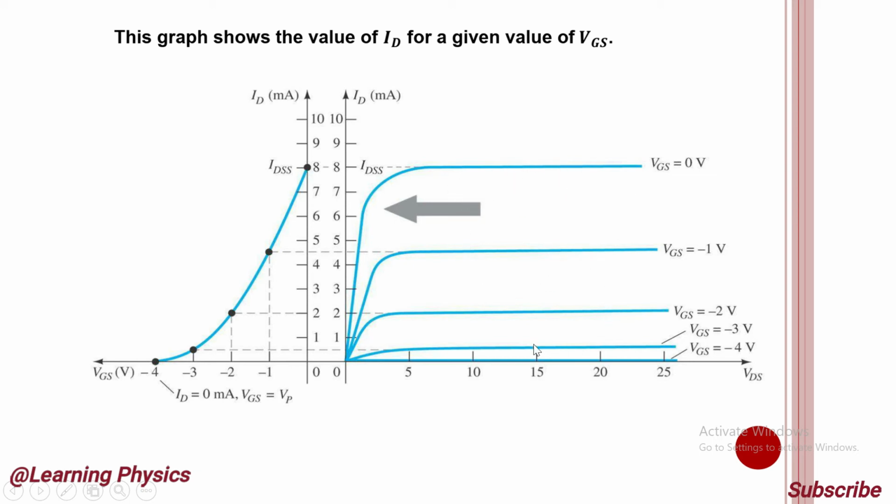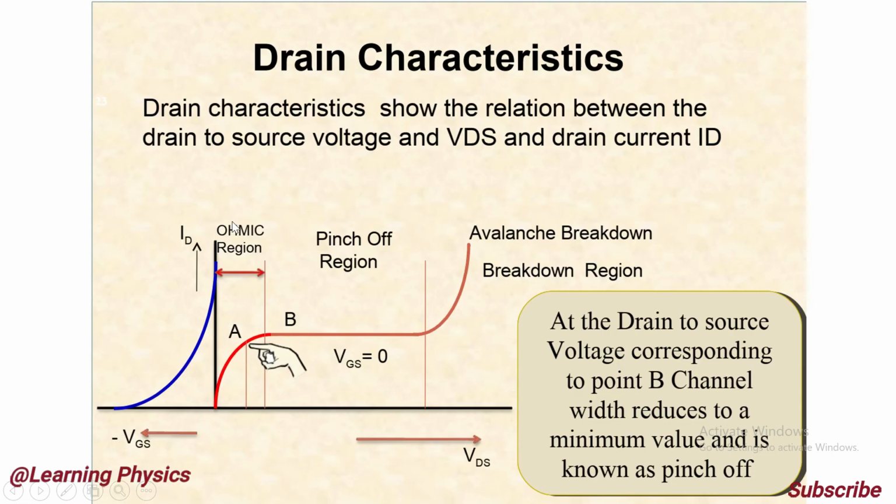Here we have plotted the graph VDS versus ID, but these are the VGS voltages we have applied separately with the ID. And these are the different kinds of regions which we study. This is the ohmic region, in which the device acts as a resistor. And this is the pinch off region, in which the device acts as saturated. And the device goes to the saturation region at this point. And after this, this is the breakdown region or avalanche breakdown, in which the device cannot work so easily.